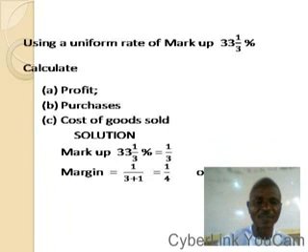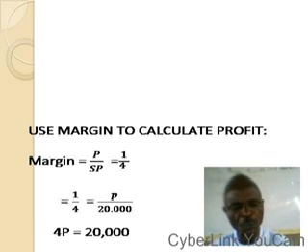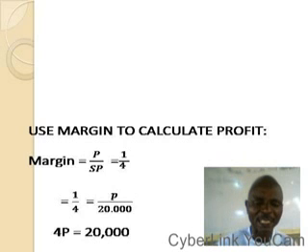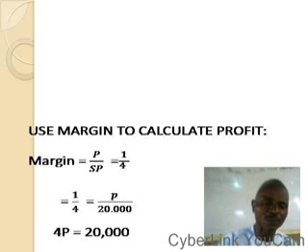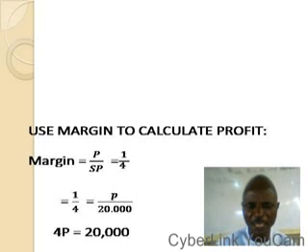When you have 1 divided by 4, you use the margin, which is profit divided by selling price. 1 divided by 4 equals profit, which is unknown, divided by the selling price, which is 20,000 naira. Using cross multiplication, 20,000 multiplied by 1, and 4 multiplied by p, will give us 4p equals 20,000.